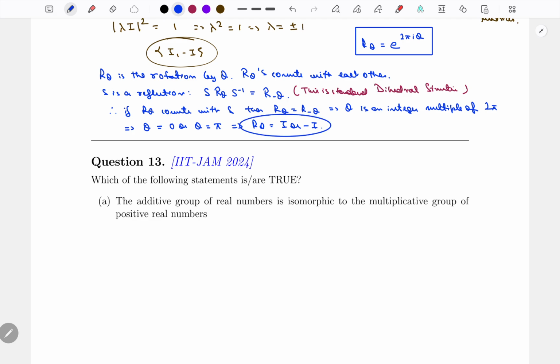Clear? But obviously reflections do not commute with all rotations. That's quite obvious, right? Rotations will commute in this particular scenario, but reflections obviously do not commute with all rotations at any cost. So therefore the only elements you will be able to catch hold of as elements in the center are these, and hence there are only 2 elements.